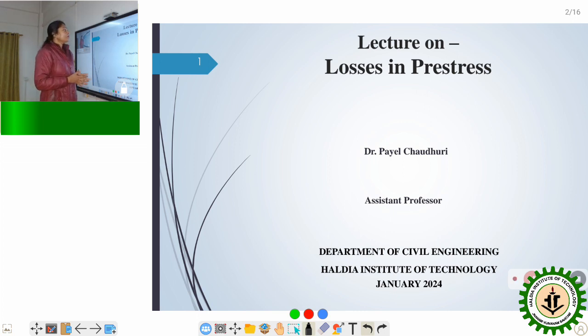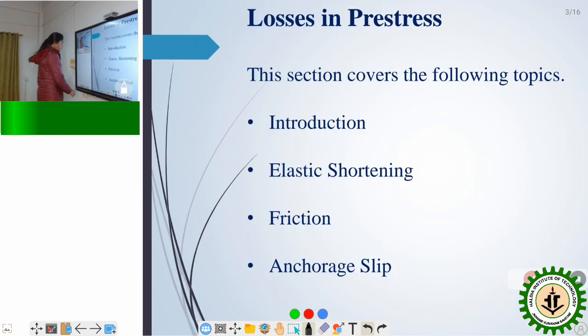So now we will be discussing some of the losses in the pre-stressed concrete section. Mainly, we have immediate losses and losses which are long term. So losses can be divided into two sections: immediate losses and long term losses. For immediate losses, we have elastic shortening, friction, anchorage slip. And for long term losses, we have creep, shrinkage and relaxation of the steel.